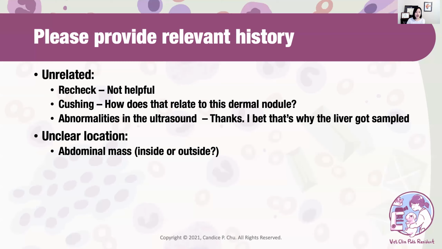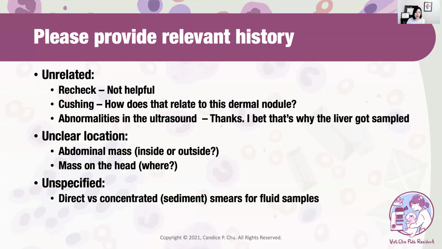Also, the location has to be specified. If you put abdominal mass, I would be thinking, is it in the abdomen or on the abdomen? Also, mass on the head is not super helpful because the head is quite big and you have different locations. It could be on the ear pinna or it could be on the nose, who knows? So be sure to specify the location.